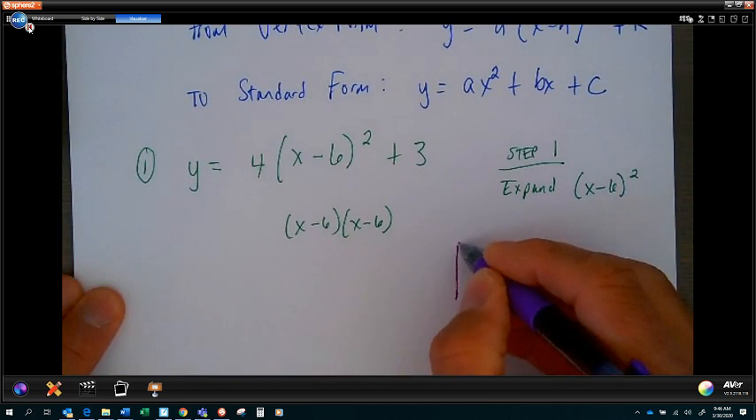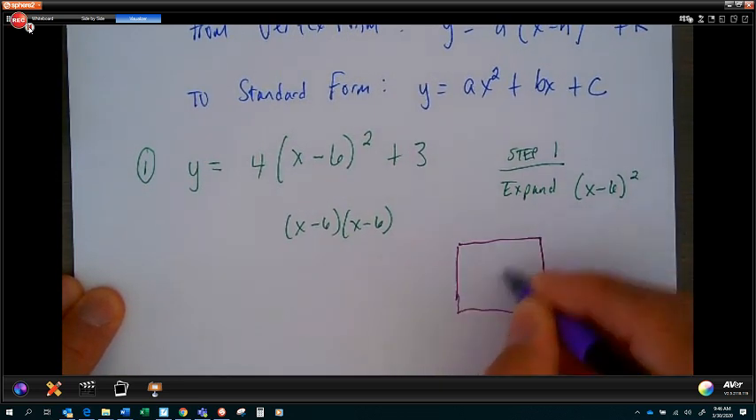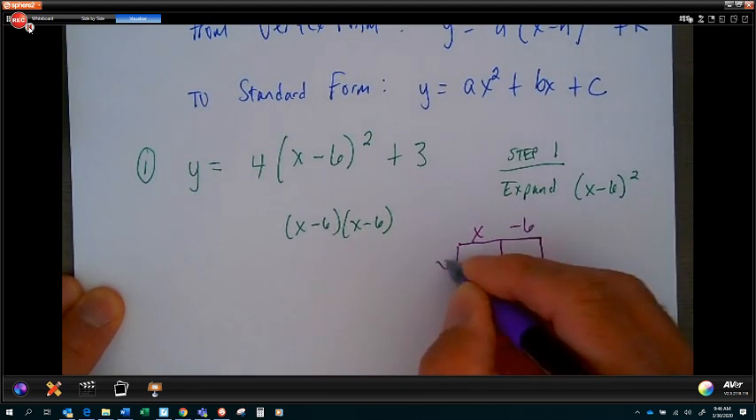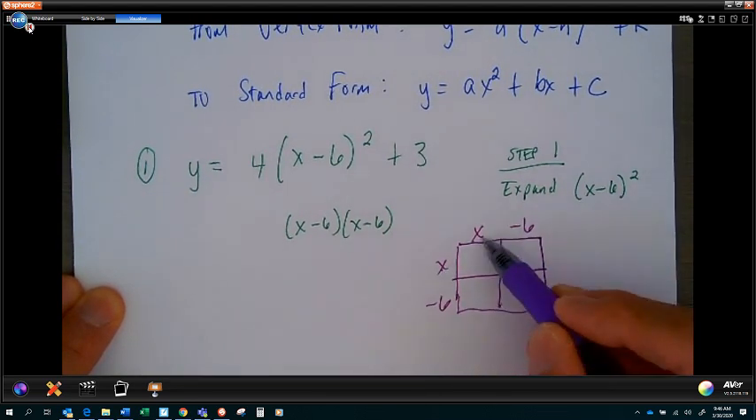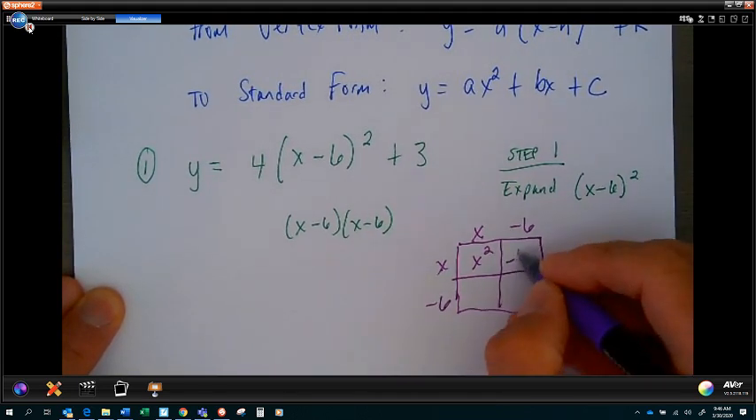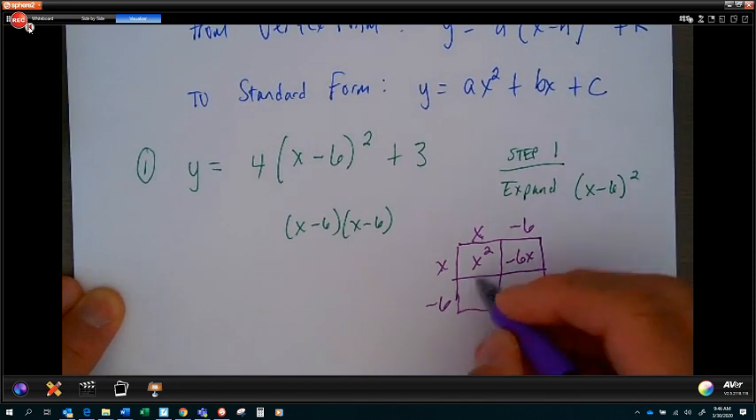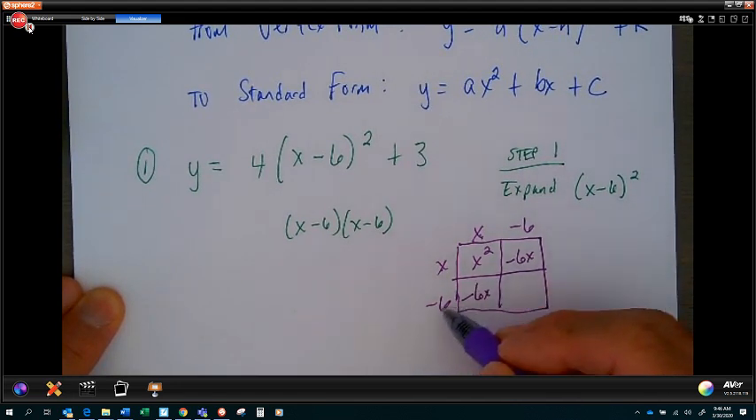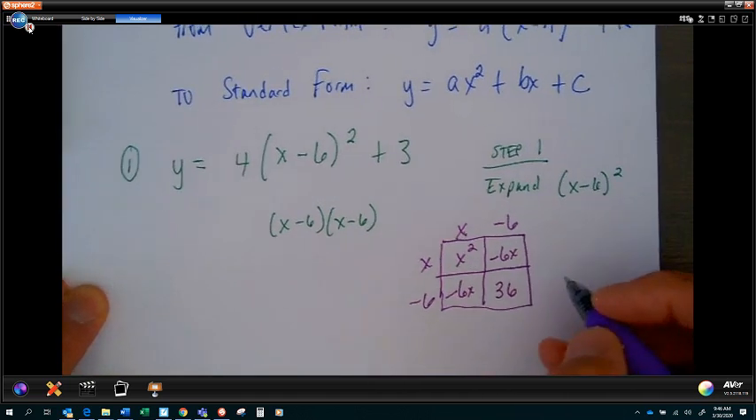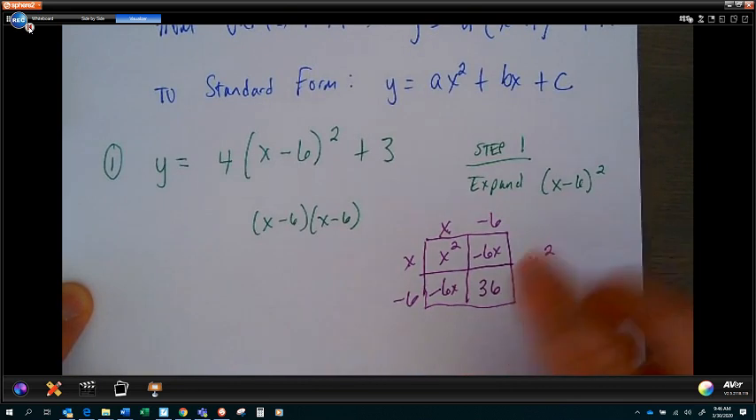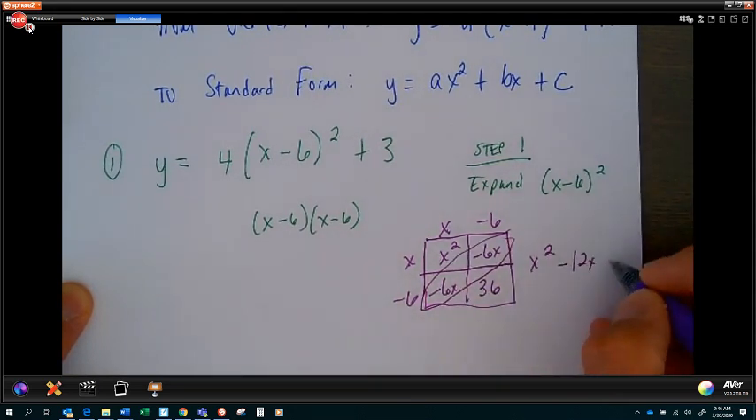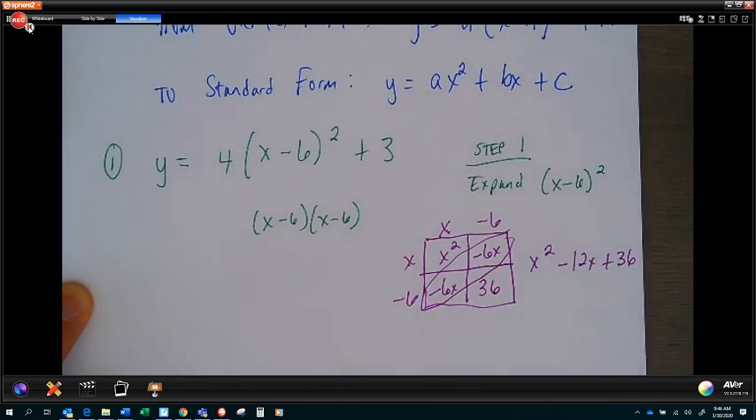First of all, I'm going to do the box method over here for some of you that like this method, where you have your x and your minus 6, and your x and your minus 6. X times x, x squared. X times a negative 6 is negative 6x. X times a negative 6, negative 6x. And a negative 6 times a negative 6 is going to be a positive 36. That would give us x squared, and I combine these two, which is a negative 12x plus 36.